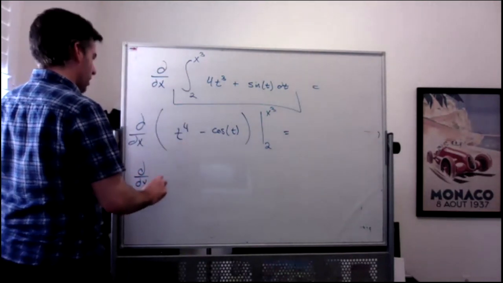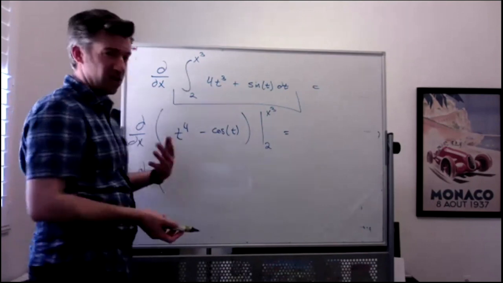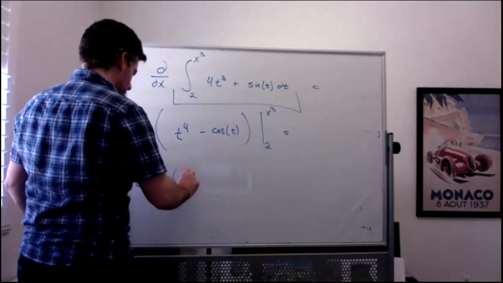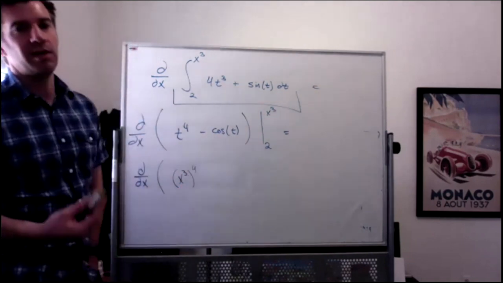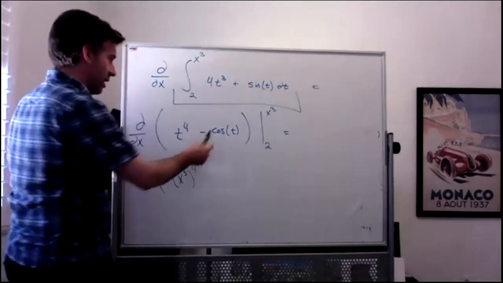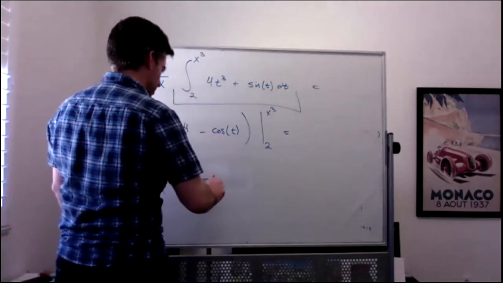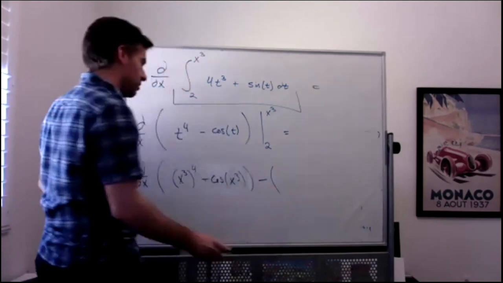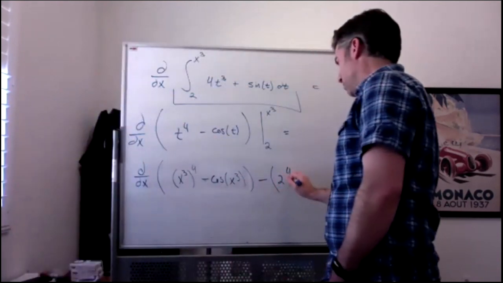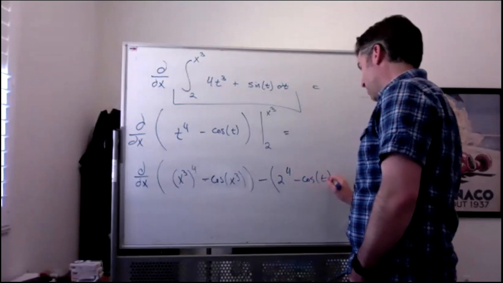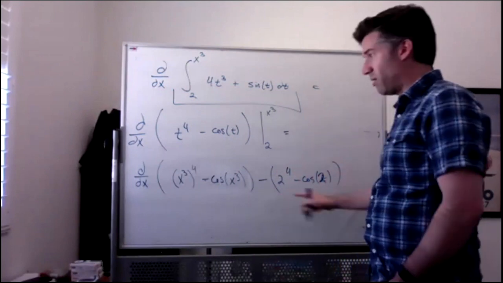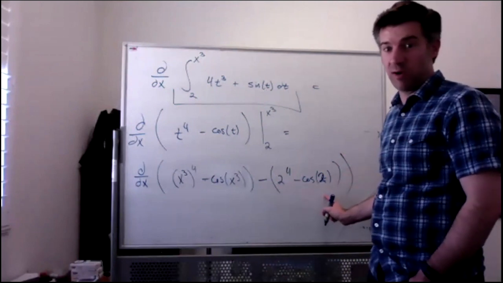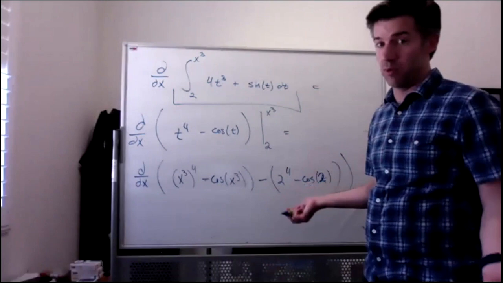I get the derivative of, and now I could simplify this, but I'm actually not going to simplify it. I'm going to write it as x cubed to the 4th, even though we could totally write it as x to the 12th. Minus cosine of x cubed, minus 2 to the 4th minus cosine of 2. We don't care about this part. We know that the derivative of this part's going to be 0, right? The part where you plug in the constant is really not important at all.